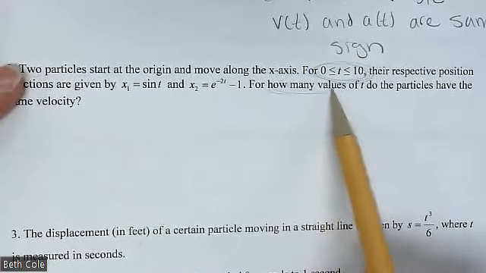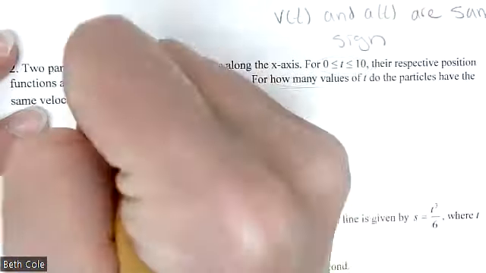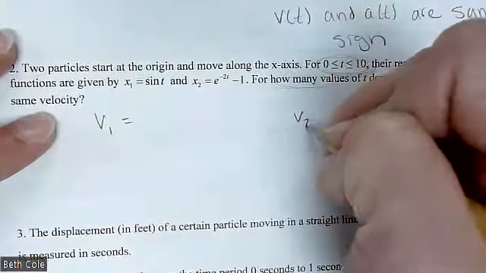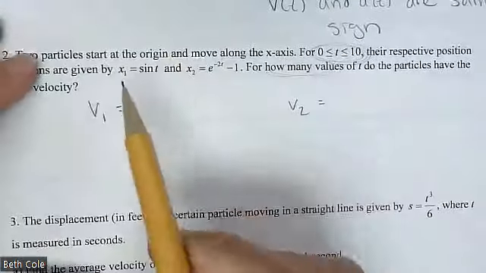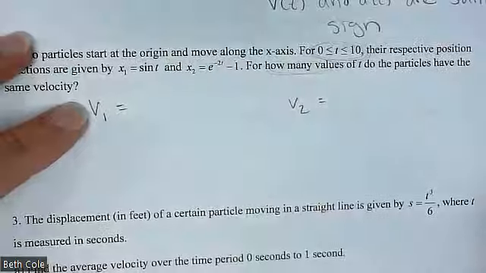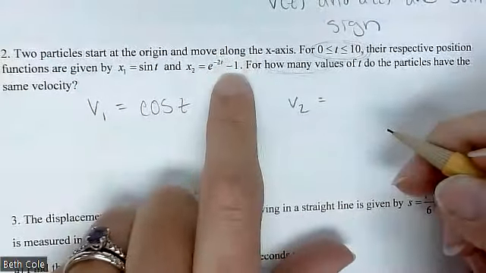For how many values? So you don't have to find what they are, but just how many. Do they have the same velocity? So we're going to get the velocity of the first one, velocity of the second one. So those are derivatives. So what is velocity for the first one? Cosine, very good. And then derivative of the second one.